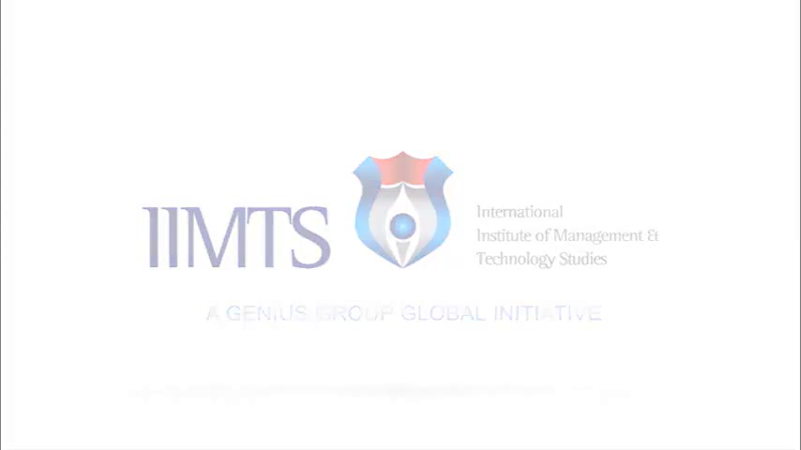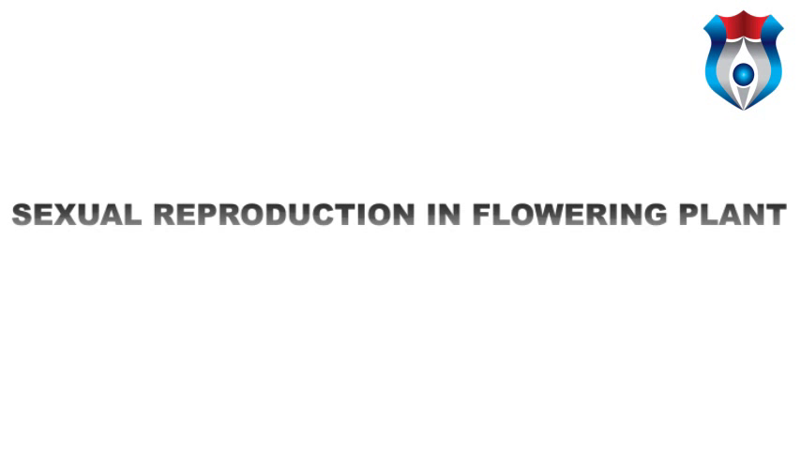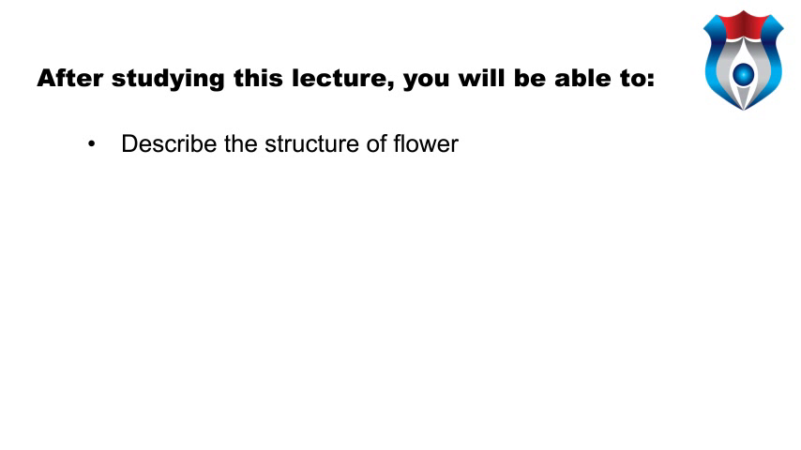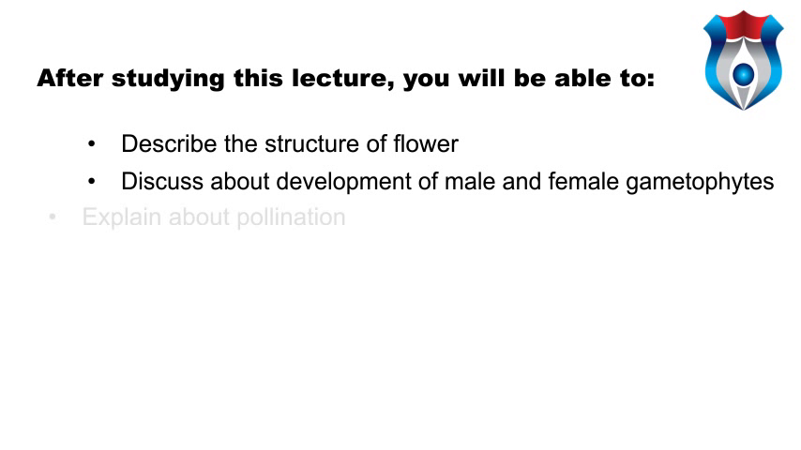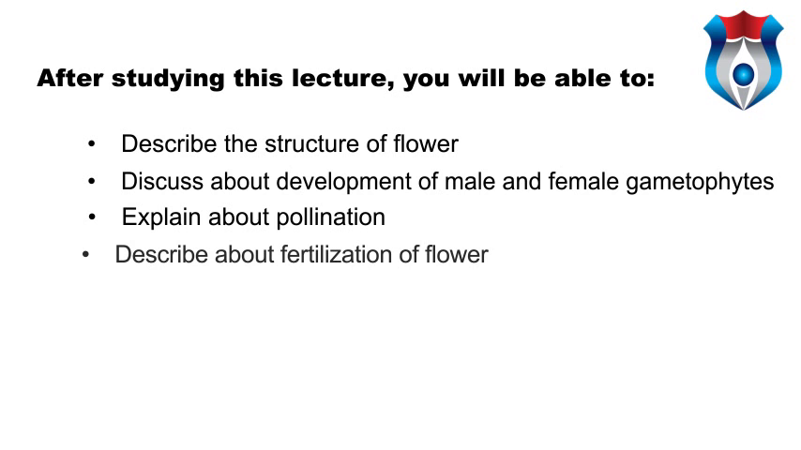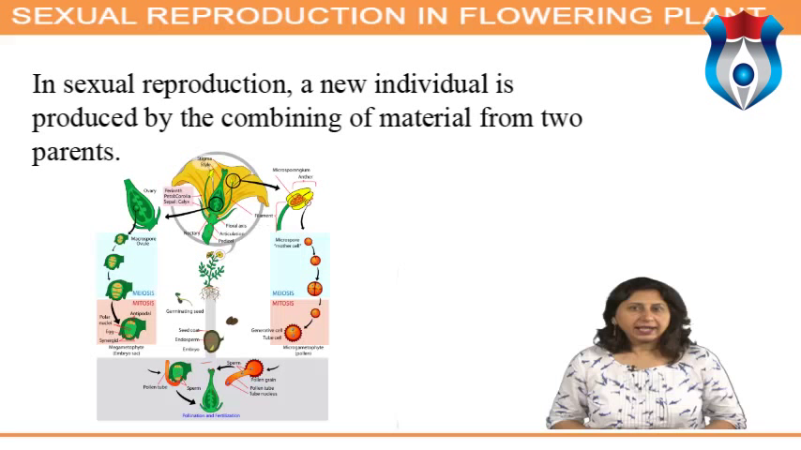Hello students, welcome to the lecture on sexual reproduction in flowering plants. After this lecture we will be able to learn the following objectives: describe the structure of flower, discuss the development of male and female gametophytes, explain pollination, and describe fertilization of flower. Let's start with the lecture.